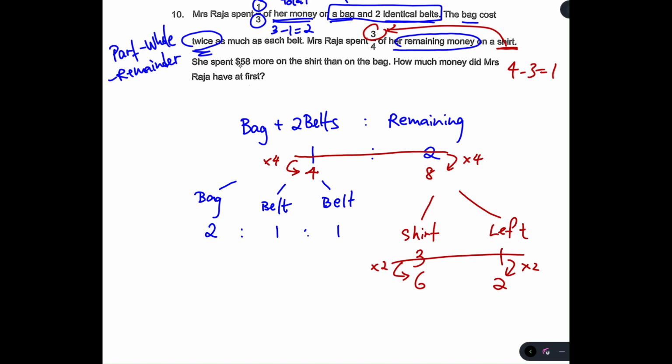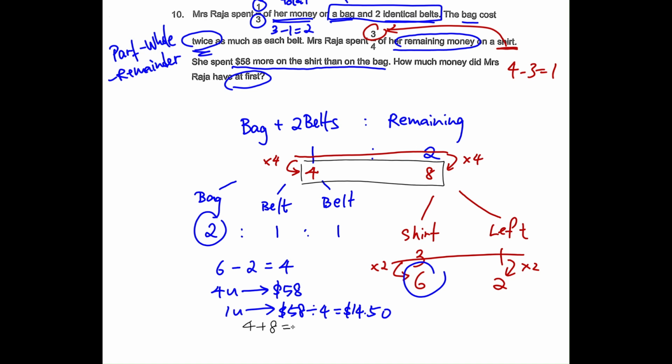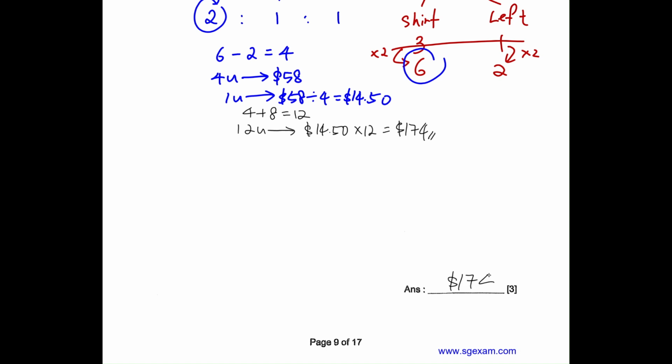Next sentence. She spent $58 more on the shirt than the bag. The shirt is 6 units, the bag is 2 units. So 6 minus 2, 4. This 4 units would be the $58. And 1 unit would be 58 divided by 4. That gives you $14.50. How much money did Mrs. Roger have at first? At first would be the entire total thing over here. 4 plus 8, that would be 12 units. So 12 units would be $14.50 times 12. $174. And that's the final answer, $174.